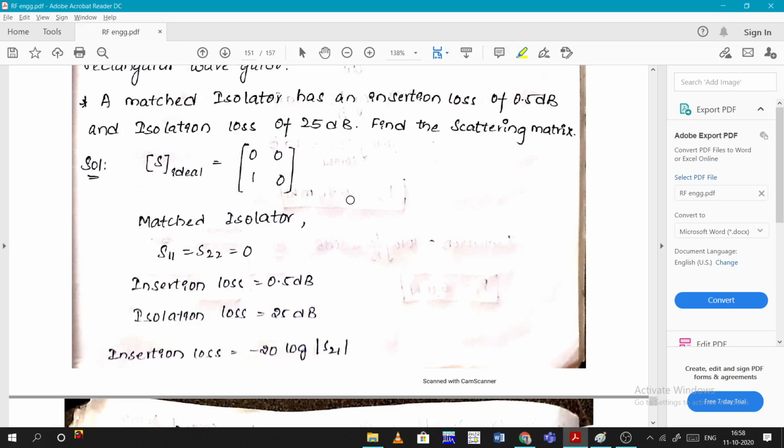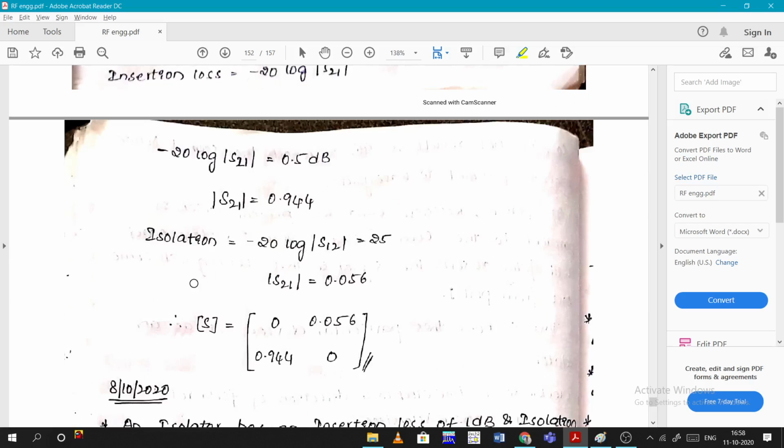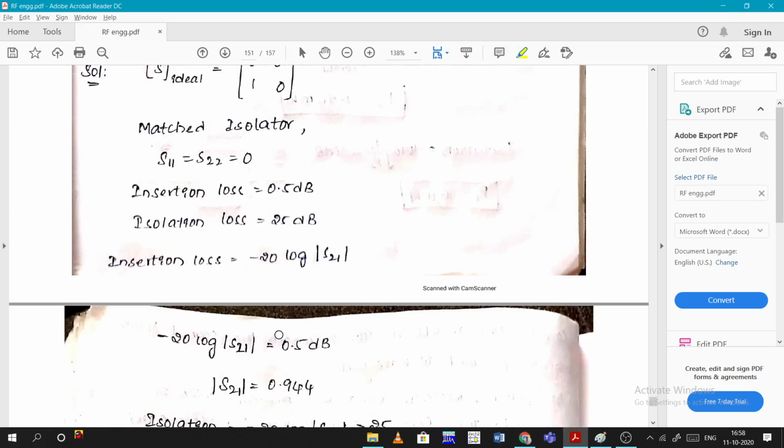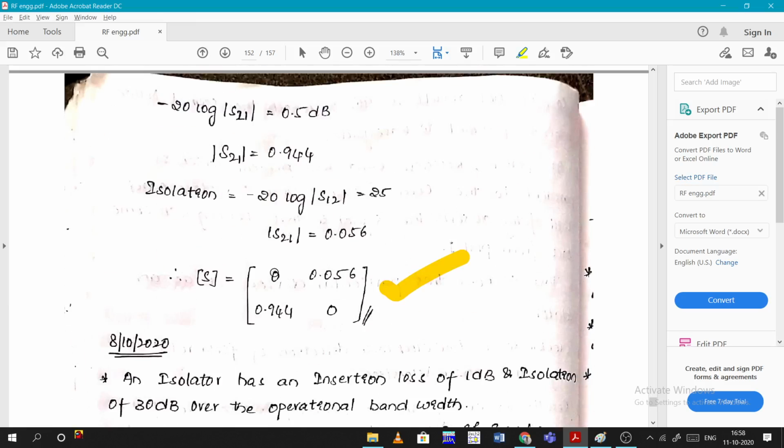If they want to find the isolation and insertion loss, the S matrix will be 0 1 1 0. Using that matrix, insertion loss they have given as 0.5 dB, and isolation is 25 dB. Using the formula for insertion loss, minus 20 log S21, we got S21 as 0.94, and for isolation, S12 we got as 0.056. So the new matrix will be this. Okay, remember, actually these isolators are matched, so S11 and S22 are 0. That's why we directly wrote this 0 and 0.